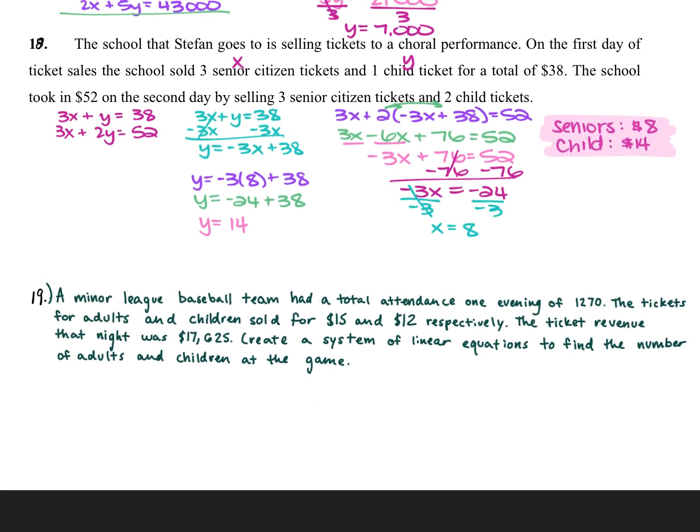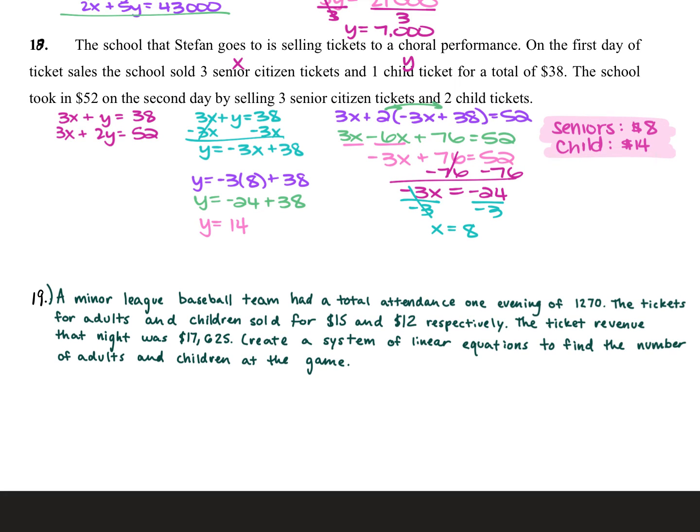For number 19, it tells you that a minor league baseball team had a total attendance one evening of 1,270. The tickets for adults and children sold for $15 and $12 respectively. The ticket revenue that night was $17,625. Create a system of linear equations to find the number of adults and children at the game.